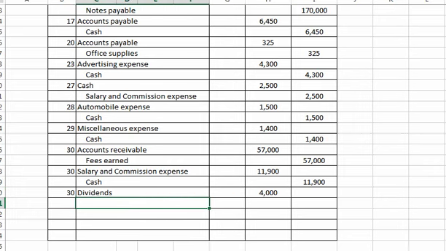That would also affect cash of the business. Remember, cash is an asset. In this case, if we paid out dividends, then cash of the business decreased. Assets decrease on the credit side.